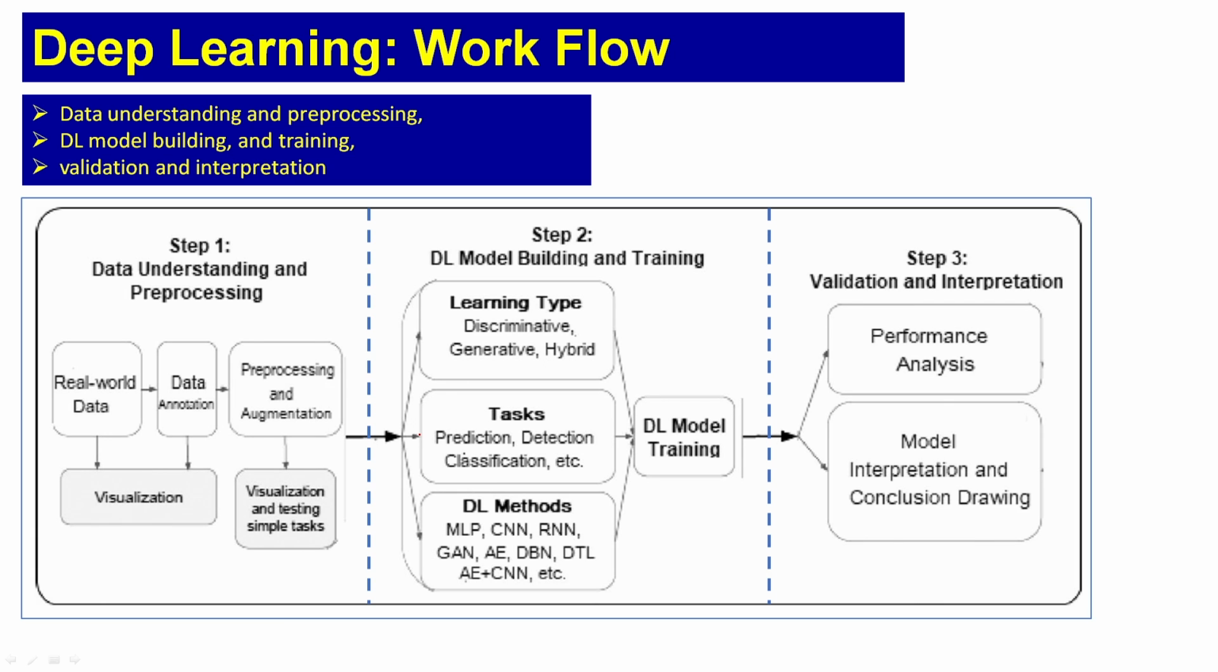Step 2 is basically nothing but model build-up and training. Models can be supervised, unsupervised, generative, or hybrid, whatever it is. And what are the tasks it has? It can do predictions, detection, and classification, whatever we have seen. Prediction is very common in all kinds of learning. It can do detection also, and classify.